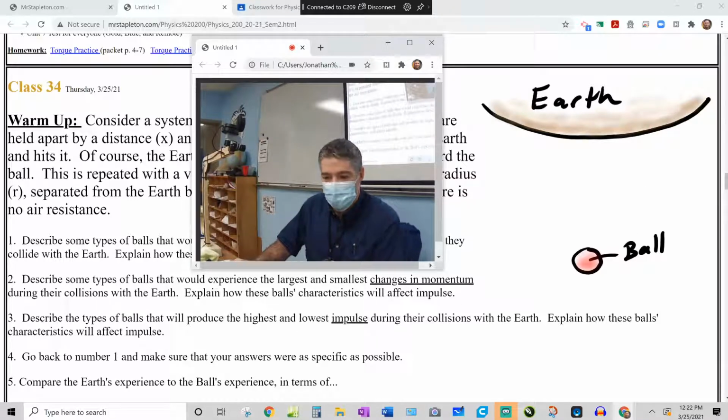Number 3, describe the types of balls that will produce the highest and lowest impulse during their collisions with the Earth. So if I let a ball go, what kind of ball do I want to drop to have the lowest, the highest possible impulse?